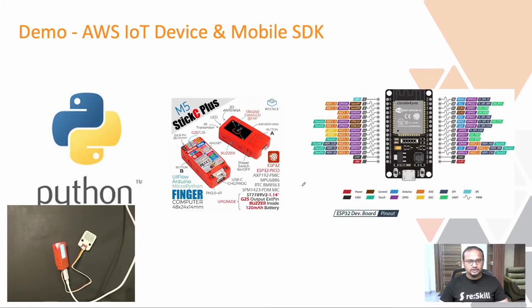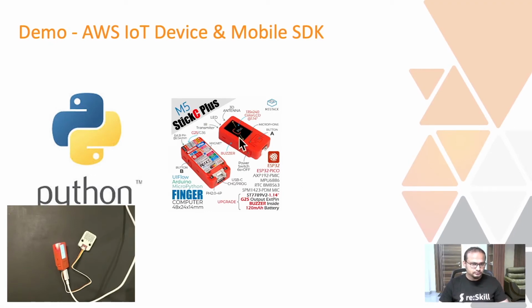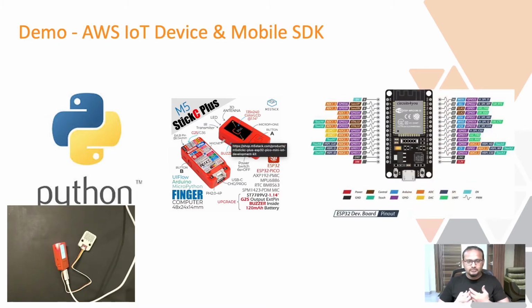Okay, so we just saw how we can program from M5 stick C plus. Similarly, there is ESP32. I mean, stick C plus is not easily available in India, so I've also thought of how we can use an ESP32 board, which we get in like $500, and then we can attach any sensor to it, and then we can upload values to AWS IoT Core again.